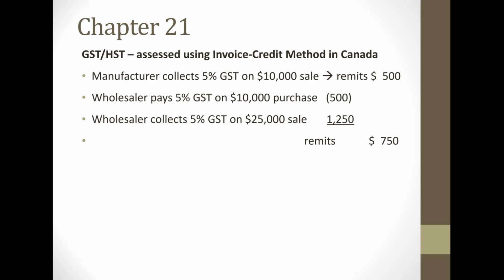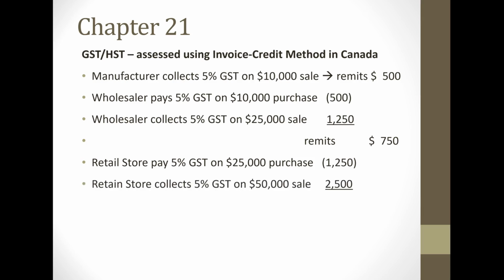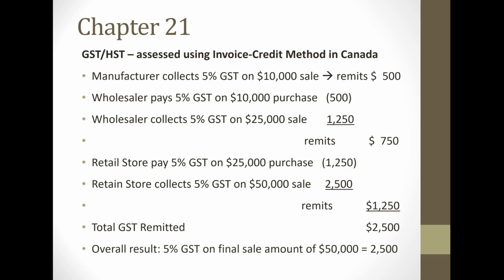Now, the retail store would have paid the $1,250 to the wholesaler. The retail store is going to get credit for that. Now, when they sell that item to the customer, maybe they sell it for $50,000, so they're going to collect GST of $2,500, and so the difference they're going to remit to the government. So the total GST collected in the supply chain example is $2,500. Another way of thinking about it is that the GST overall is going to be 5% of the final sales price of $50,000, which is $2,500.